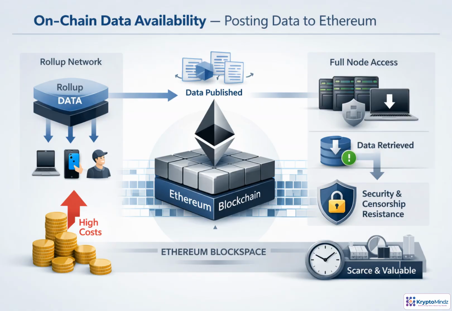The strongest model is to publish the data needed to rebuild state directly to Ethereum. That data may be posted as calldata or, increasingly, as blob data. The benefit is trust minimization. Users rely on Ethereum's security and censorship resistance, and properly equipped nodes can retrieve the data and verify the rollup. The trade-off is cost. Ethereum block space is scarce, so publishing data there can become expensive when demand is high.